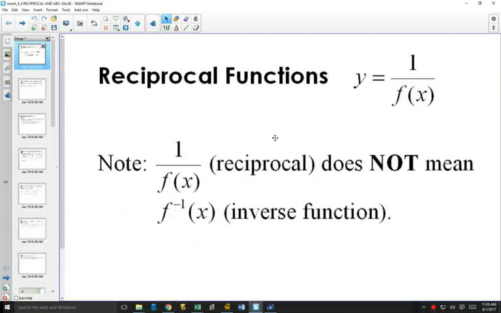Reciprocal functions is a topic that you did almost completely in grade 11. In grade 11, it was probably one of the last units that you did. And in grade 11, you looked at reciprocal functions of 1 over, and on the bottom you had a line, or 1 over, and on the bottom you had a parabola.